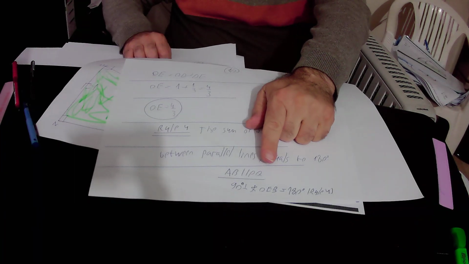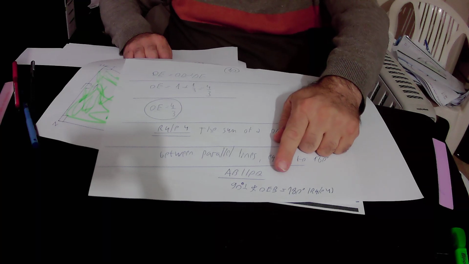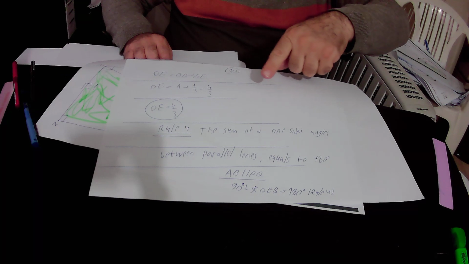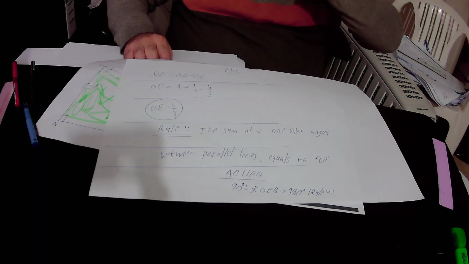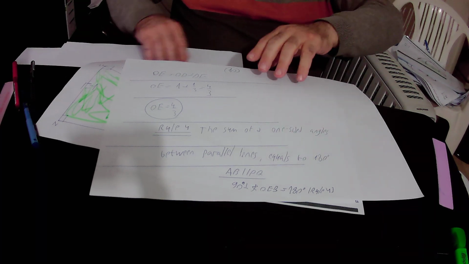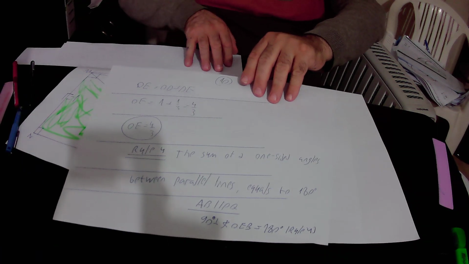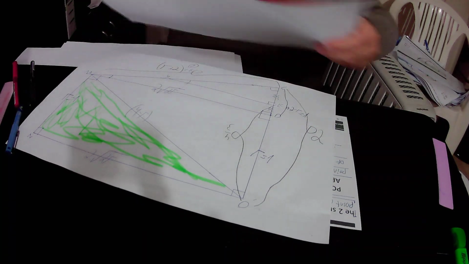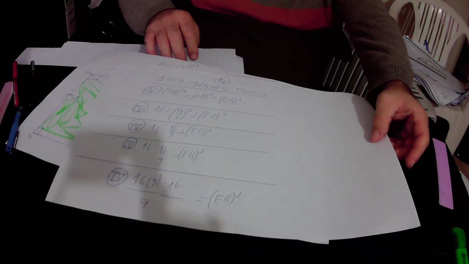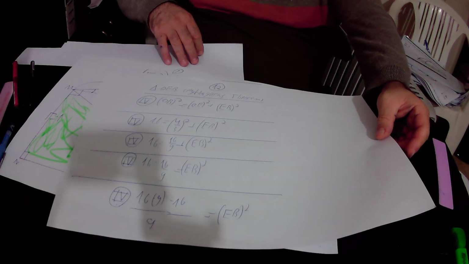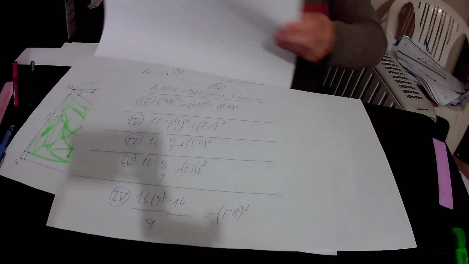90 degrees plus angle OEB, that is, the sum of the two one-sided angles, must be equal to 180 degrees according to rule number 4. According to this rule, we subtracted 90 degrees from this equality, and we found that angle OEB equals 90 degrees. Angle OEB equals 90 degrees. Therefore, triangle OEB is a right triangle.